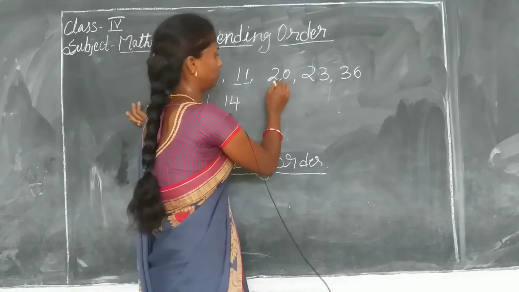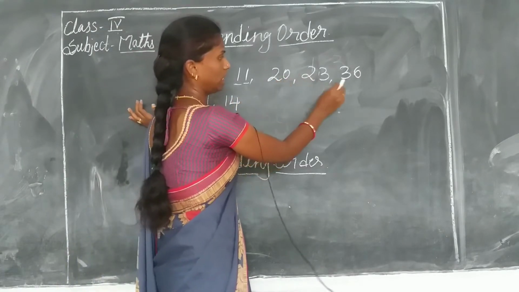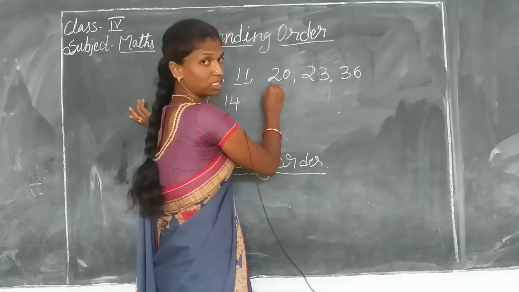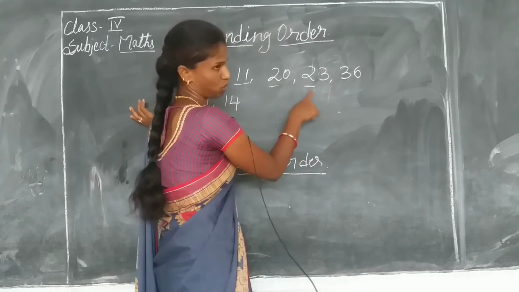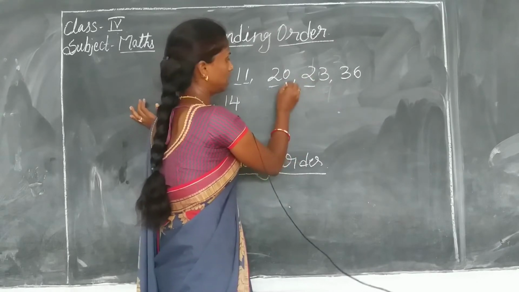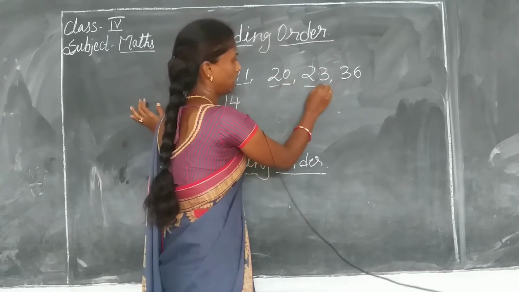Now see these numbers: 20, 23, 36. Here both are the same, there are 2 in the tens place. So comparing these two, they are the same, and we will move to the next. Here in the ones place, here 0, here 3.